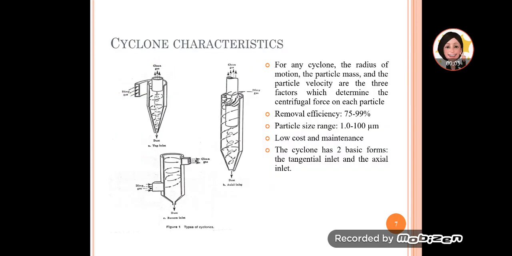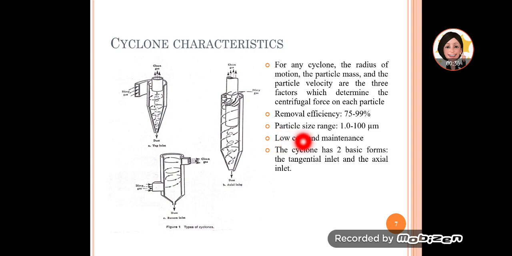Let's look into cyclone characteristics. For any cyclone, the radius of motion, that means the radius that is moving, the particle mass and the particle velocity are the three factors which determine the centrifugal force on each particle. So the fact that it spirals down, the vortex, is actually centrifugal force. For a cyclone, the removal efficiency is preferred to be between 75 to 99%. We'll discuss why it cannot achieve 100% later.